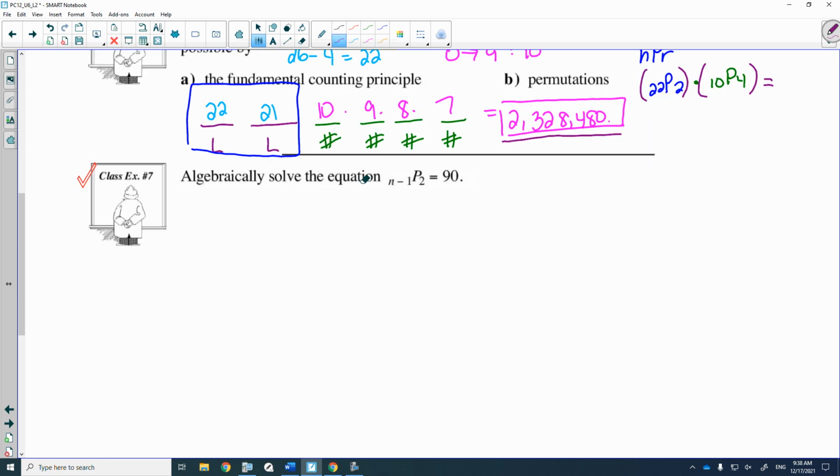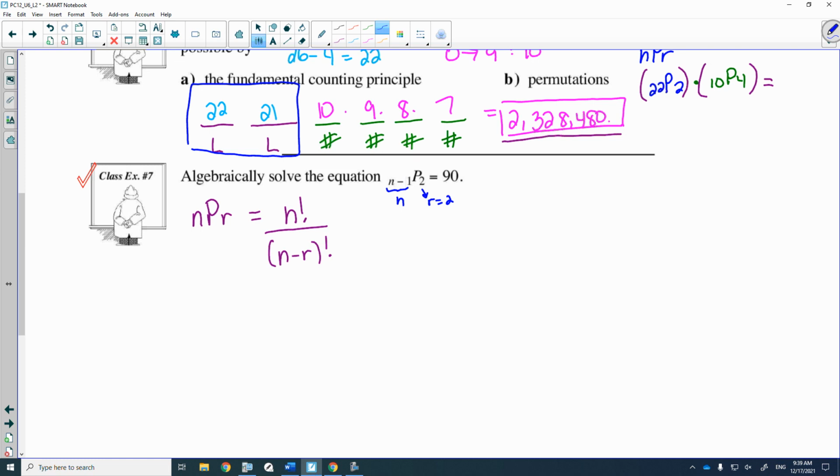Let's do one last class example, and it says algebraically solve this equation here. So when it says algebraically solve an equation, we're going to be using the formula, and the formula that they gave us, I'm just going to jot it down, was n permute r, so remember you're going to get this from your formula sheet, is equal to n factorial all over n minus r factorial. Okay, so this is my n, and this is my r, right? N is equal to n minus 1, and my r is equal to 2.